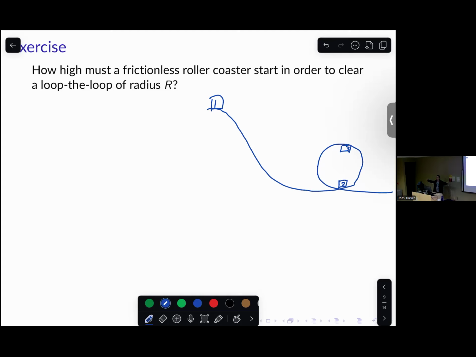Whee! Can everyone visualize the roller coaster situation? Everyone has seen roller coasters, knows what I'm talking about, has heard the words. If anyone wishes for a clarification, speak now or forever hold your peace. Yes.